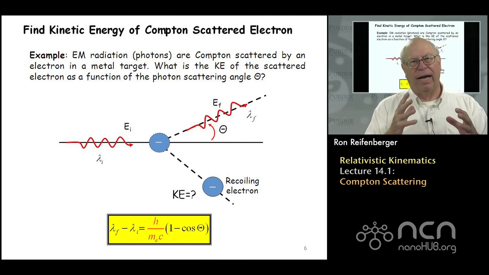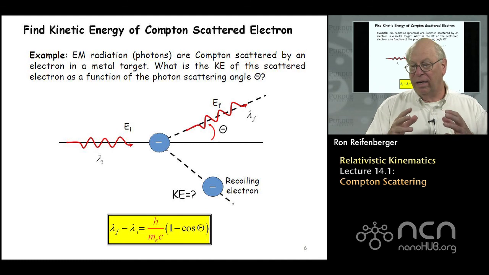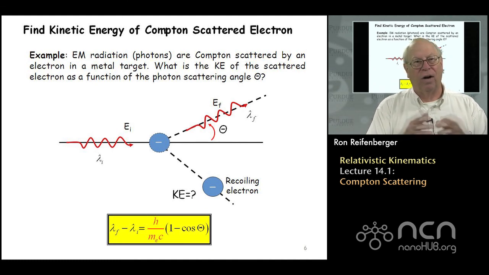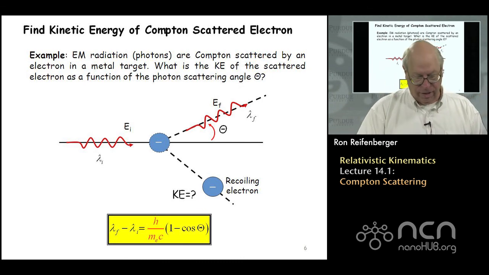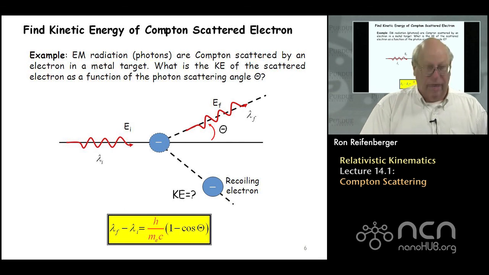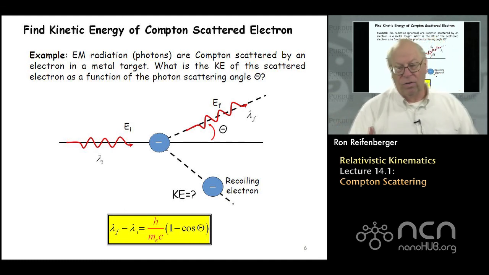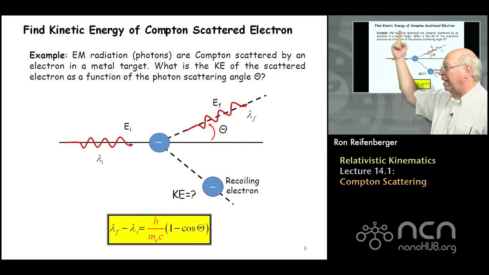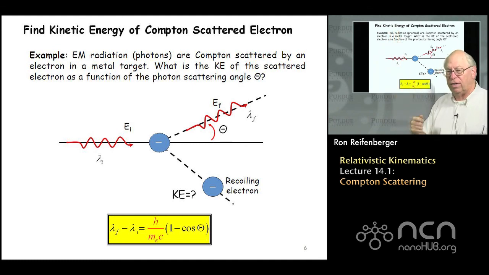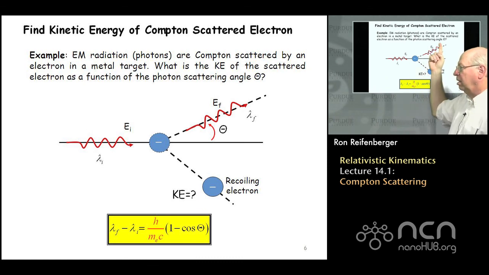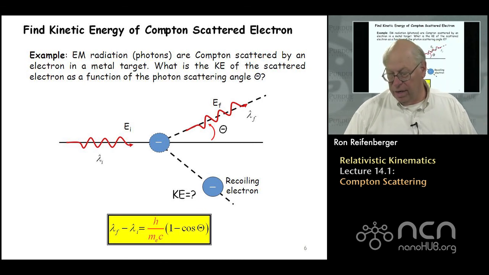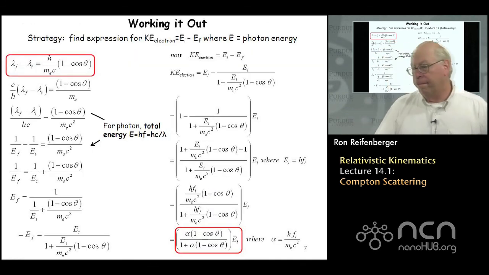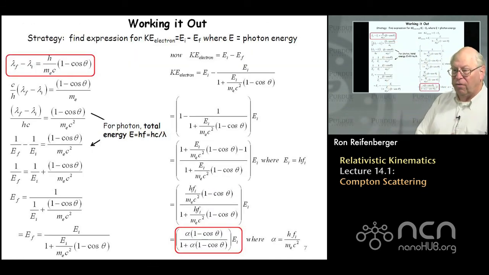And of course, that implies that you know that the kinetic energy of the Compton scattered electron is going to be related to the energy loss of the photon as it interacts with the electron. So an understanding of this topic would allow you to directly identify the kinetic energy of an electron with an energy loss between the final energy and the initial energy of the photon that strikes an electron in the target. You can work it out. You can solve this problem.